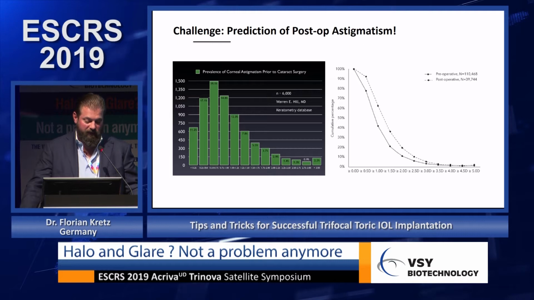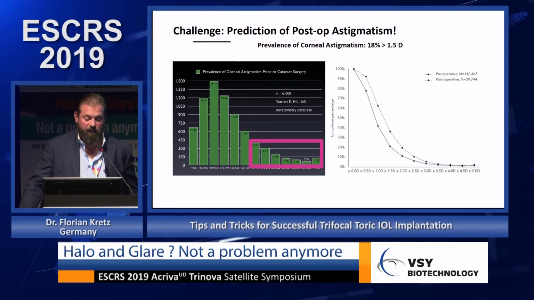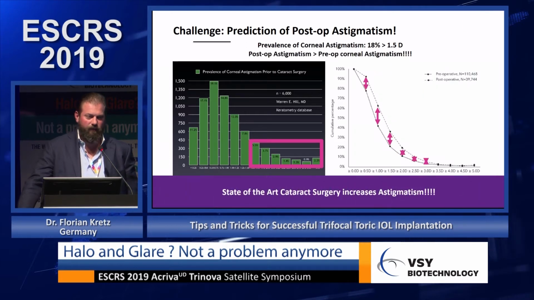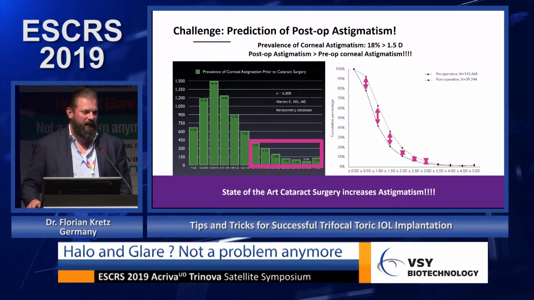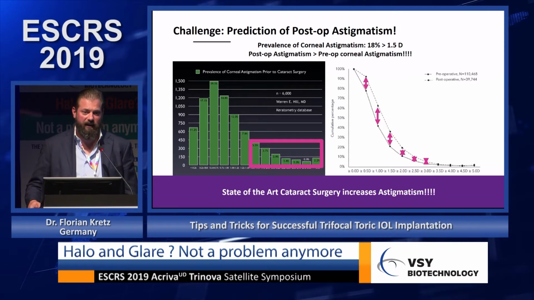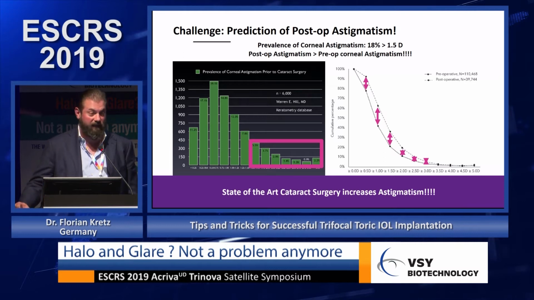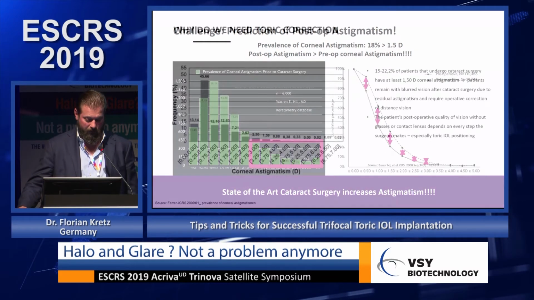If you look at previous studies, like from Warren Hill, for example, you can see that there's a prevalence of corneal astigmatism of already 18%, and that is just for plus 1.5 diopters and more. But also what we don't really like talking about is that if we perform a standard cataract surgery, in many cases the astigmatism can actually increase due to our incisions. And most surgeons still don't look that much at their surgically induced astigmatism.